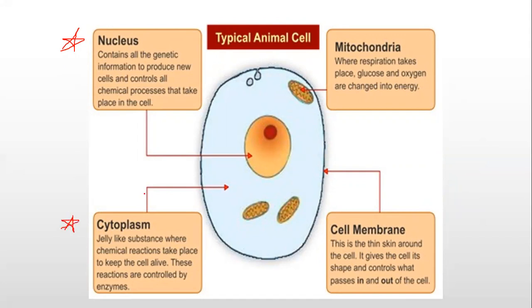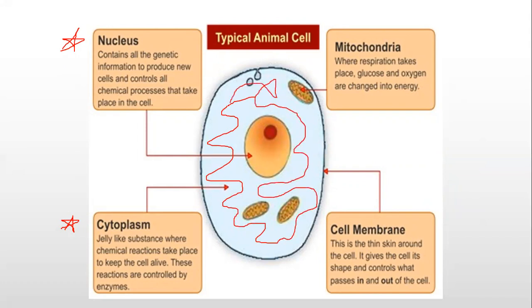Cytoplasm क्या है? ये आपके पास पूरा cytoplasm. The whole surrounding medium where all these organelles are present. This is known as cytoplasm, a jelly-like substance where chemical reactions take place to keep the cell alive. And these reactions are controlled by enzymes. Enzyme we'll be studying in the next chapter, which is your biological molecules.